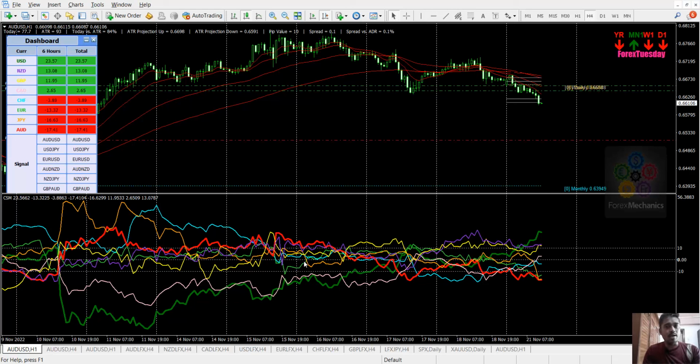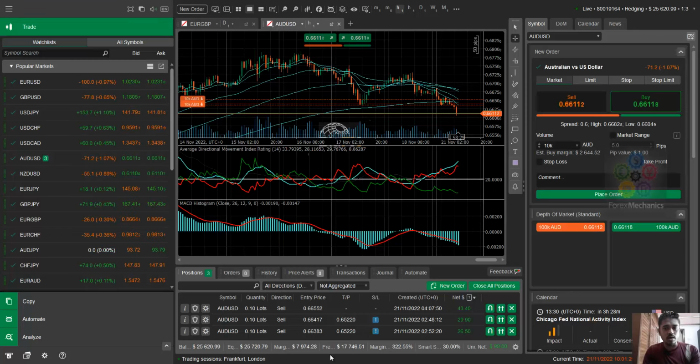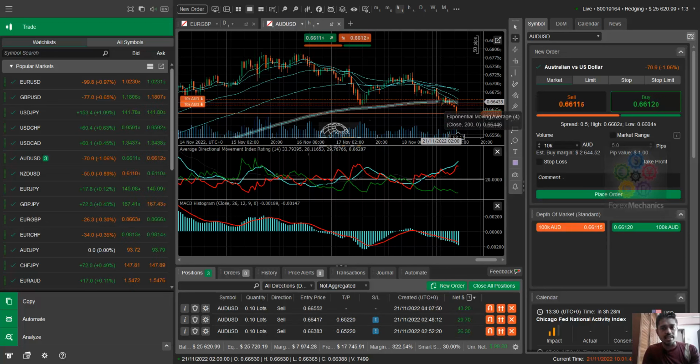So I'll tell you why I took this trade. Here you can see this is also there on our live account. This is one of the live accounts which I have. I've also traded it on a different account. This is one account where I've got three mini lots open, right? So this started in the Asian session here.